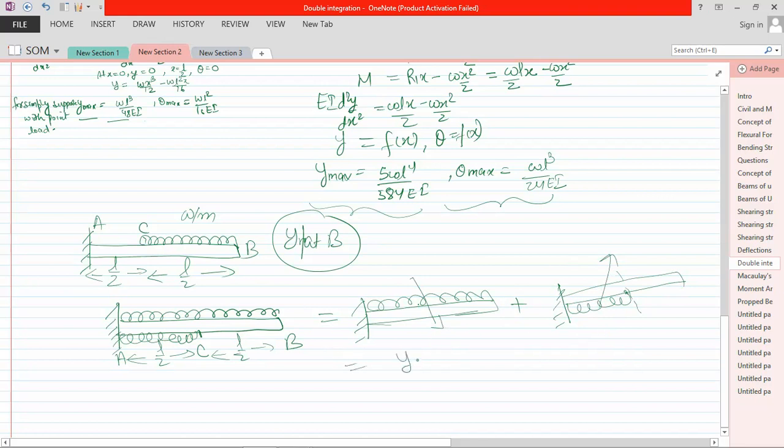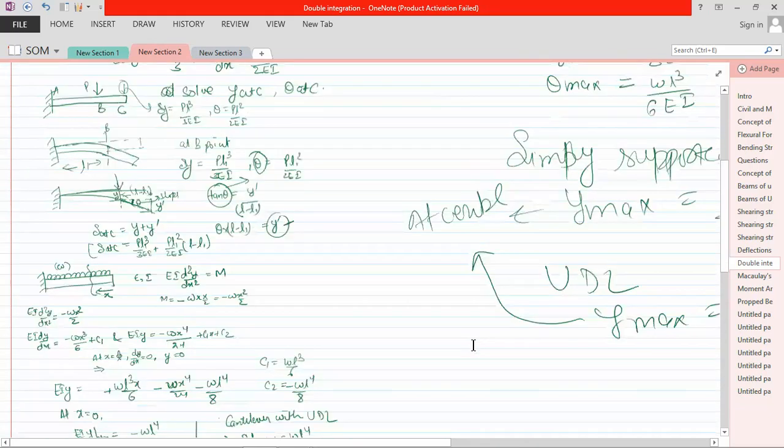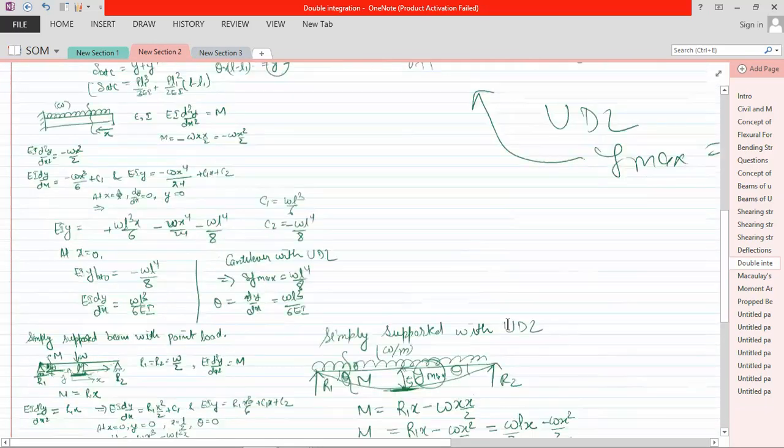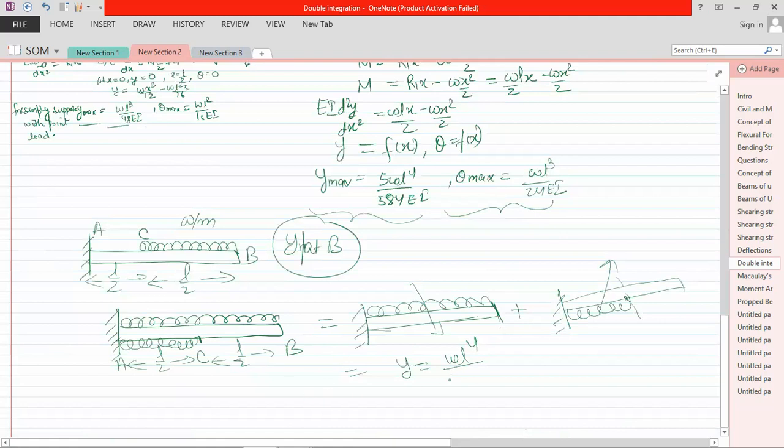So here the y at this point is WL^4 upon 8EI. What is the formula? Let me see. Now, this one tends to bend downward and the other will tend to bend upward, so it will be negative. Then we have to obtain it here, so we will use the equation of a line that we used earlier. So it will be W(L/2)^4 upon 8EI.